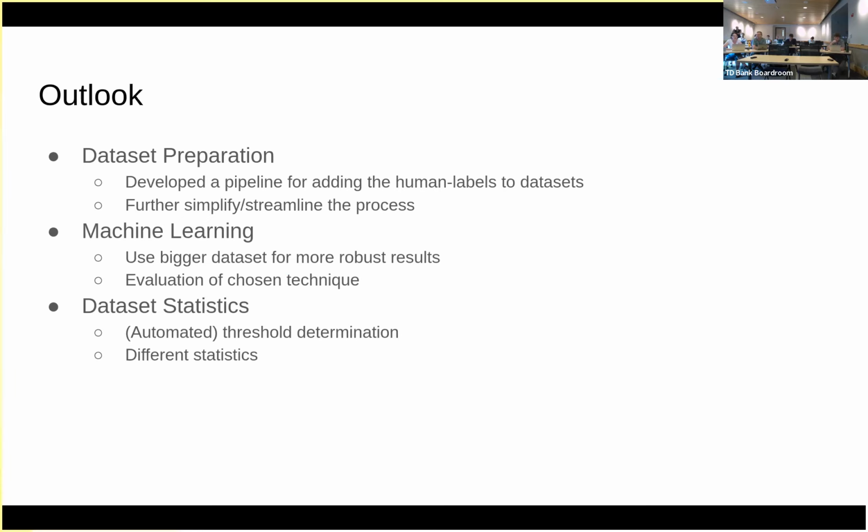So part of this is preparing more data sets, especially for the machine learning technique, by developing a pipeline for adding the human labels, which exist for all of the data for OOI, to the data sets. And so I worked on streamlining and creating a data pipeline for that process. For the machine learning, part of that is using bigger data sets to get more robust techniques and further evaluating chosen techniques. And for the statistics, Sunny just went through some of their further plans. So that's it. Thank you.